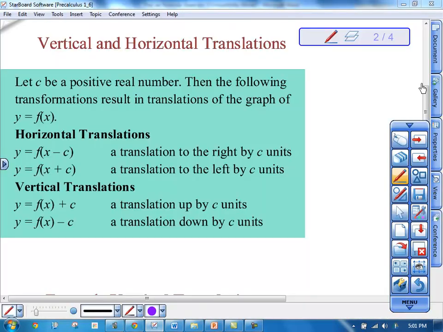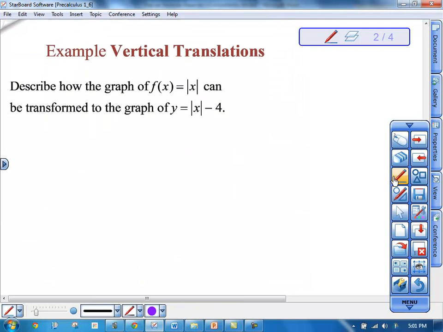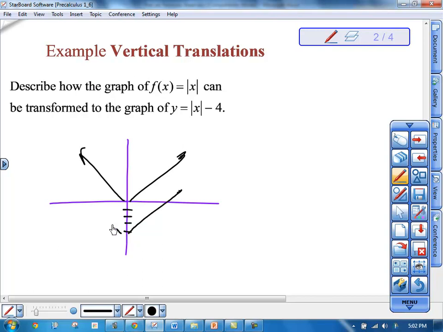All right. So next, we can do an example of vertical translation to describe how this parent function, which is the absolute value, can be transformed to get this graph right here. Well, if we subtract 4 outside, it moves it down 1, 2, 3, 4. So the new function keeps everything the same except it's shifted down 4 units.